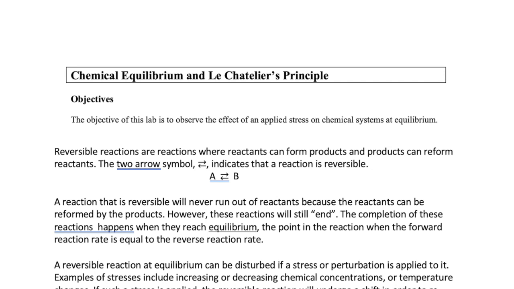Hi everyone, so we're going to discuss the lab on chemical equilibrium and Le Chatelier's principle in Chem 10. The goal of this lab is really to observe Le Chatelier's principle, where we're able to shift chemical reactions either towards the product side or the reactant side depending on what we do to it.